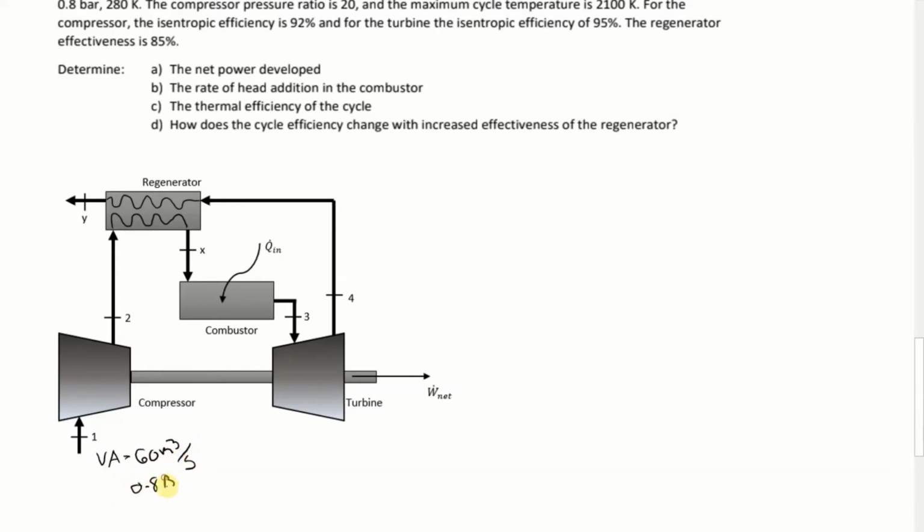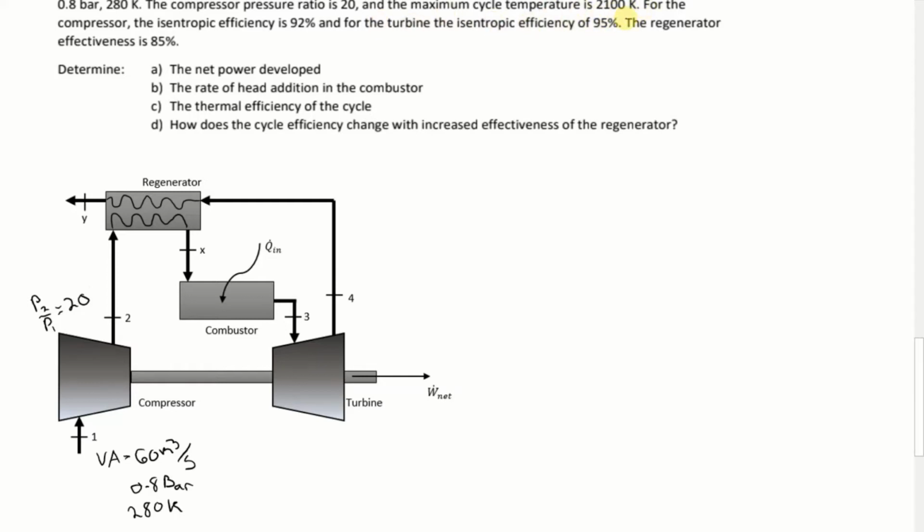0.8 bar and 280 Kelvin. So the compressor pressure ratio is 20, and what that means is that our P2 by our P1 is 20. The maximum cycle temperature is 2100 Kelvin.